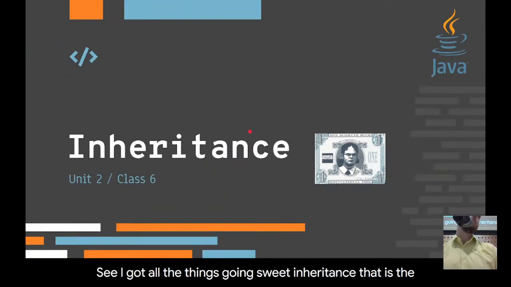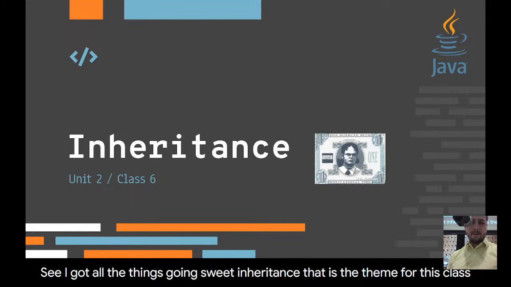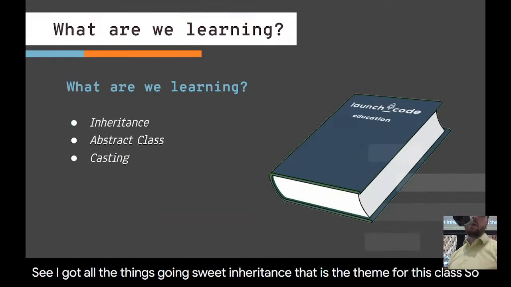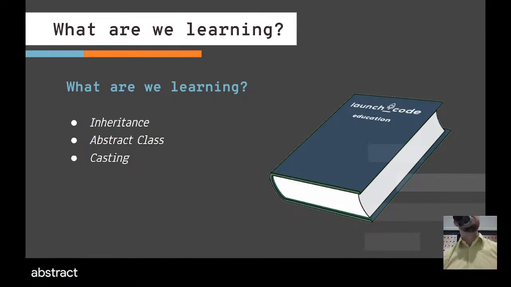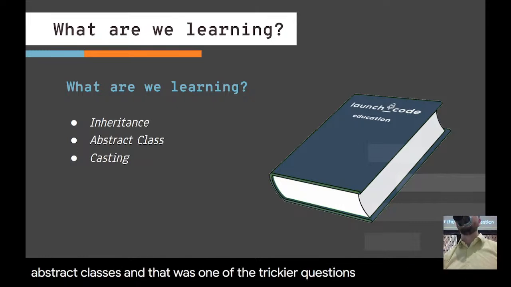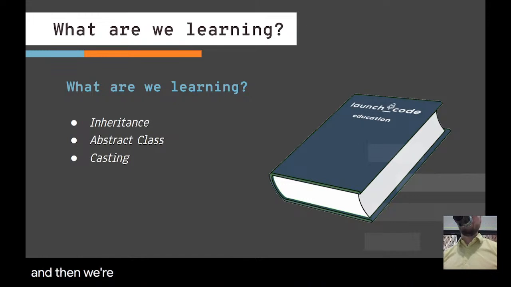Inheritance, that is the theme for this class. So we're going to learn, of course, about inheritance. We're going to learn about abstract classes, and that was one of the trickier questions during the Kahoot. And then we're also going to learn about casting.